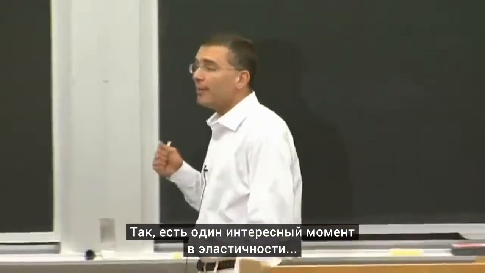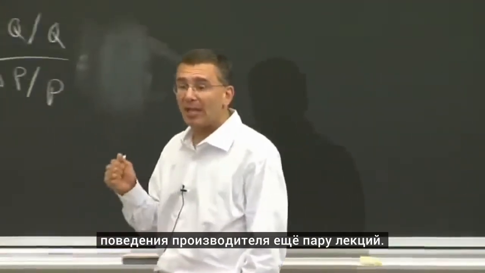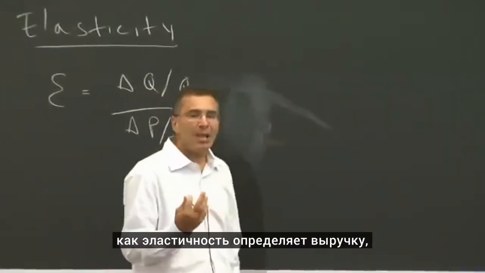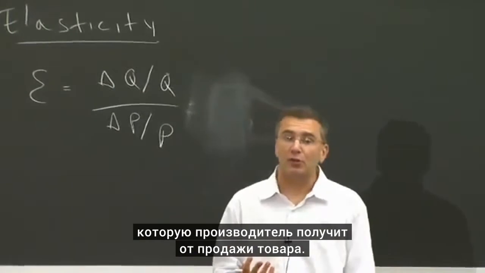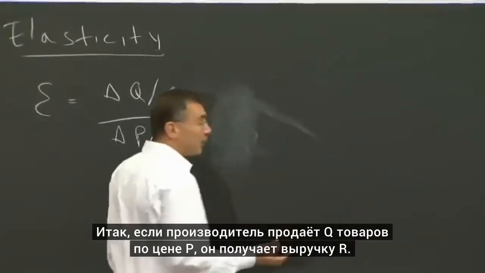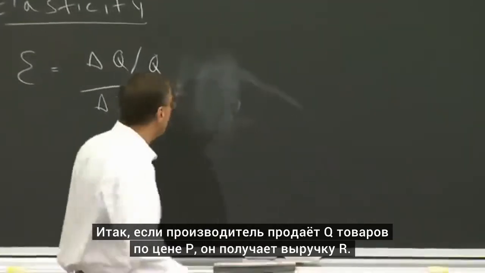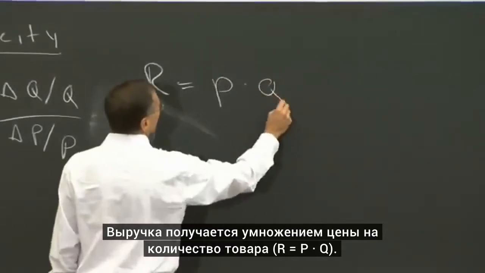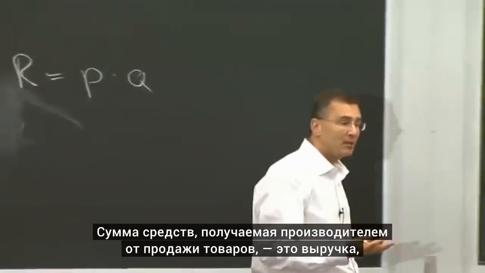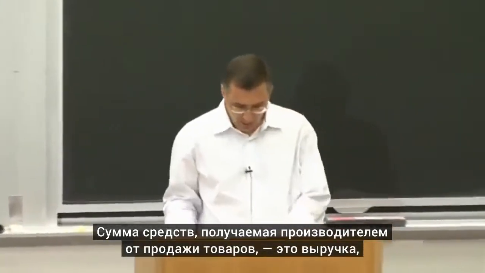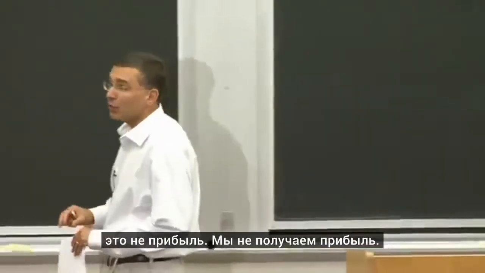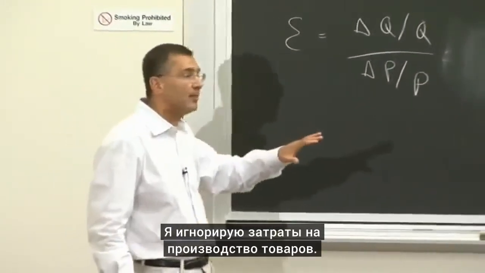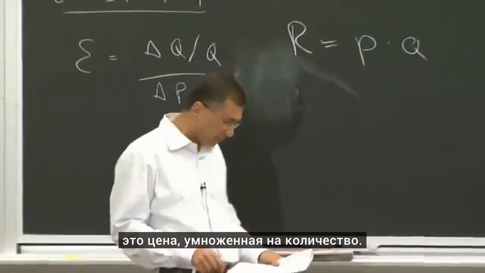Now, an interesting point about elasticities. We're not going to get into producer theory for a couple of lectures, but as a little peek ahead, let's think about how elasticity determines the money that producers make from selling their goods. If a producer sells Q goods at a price P, they make revenues R. Revenues are the price times the quantity. The amount of money a producer makes when it sells goods. This isn't its profits. We're not talking about profits, just the amount of money it makes, not the amount it takes home at the end of the day. I'm ignoring the cost of making the goods. The amount of total revenues it makes is price times quantity.